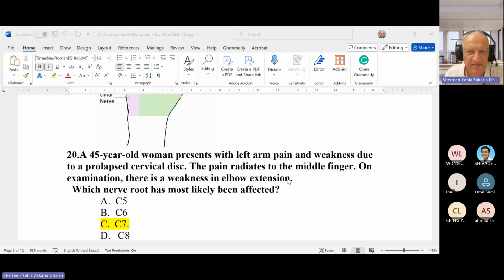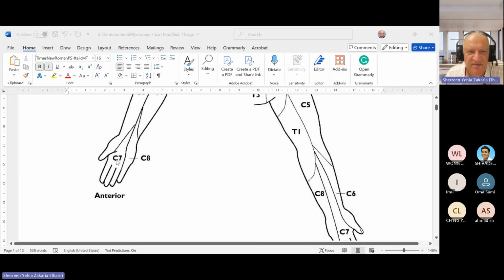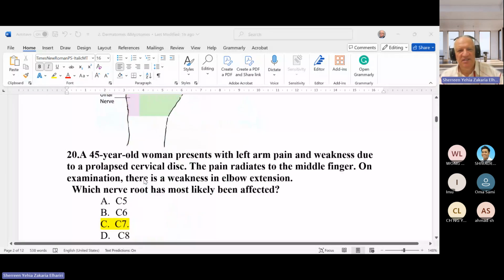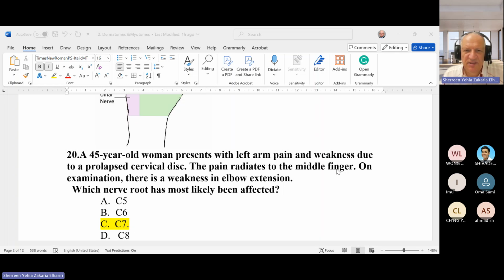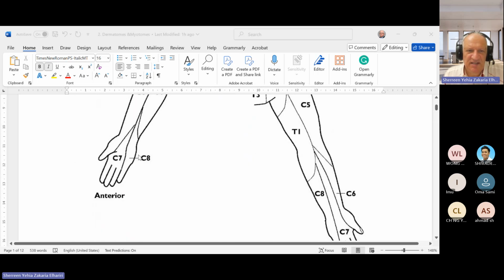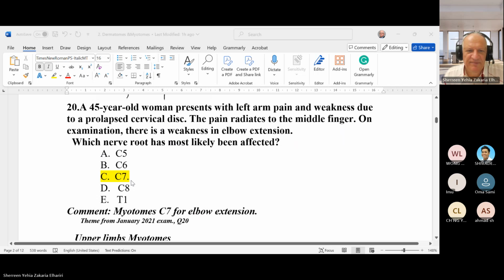So in this question, weakness, cervical disc, middle finger. If you go to the middle finger from here, you know simply that the middle finger is C7. So don't think much, don't look for which nerve causes extension, which nerve causes flexion, all these. Just go to C7. The blue here is the pain radiated to the middle finger, and you know from these dermatomes that all fingers except the thumb and the little finger are C7. So just make the question easier. As you see here, the answer is C7.